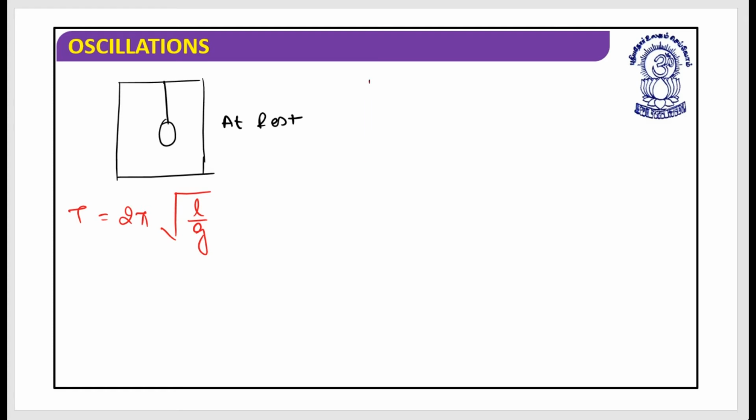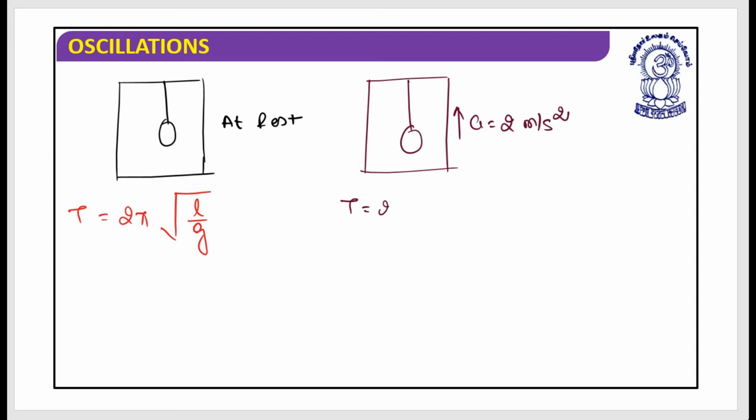Now in the next situation, let's understand that this is the lift, and this is moving upward with an acceleration of 2 meter per second square. Then this time period would be 2 pi root of L divided by, as g is acting in the downward direction and the lift is moving in the upward direction, g plus a, which is 2 pi root of L divided by g plus a, which is equal to 10 plus 2, it's 12 seconds.